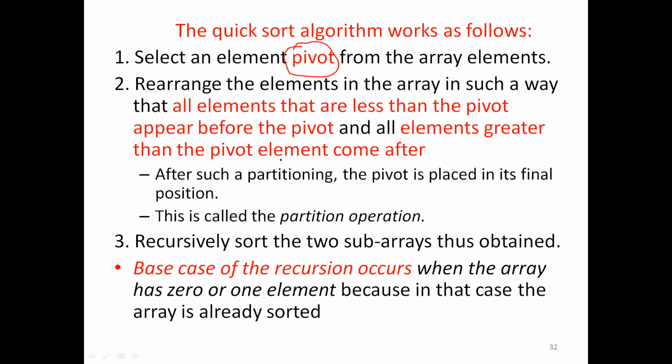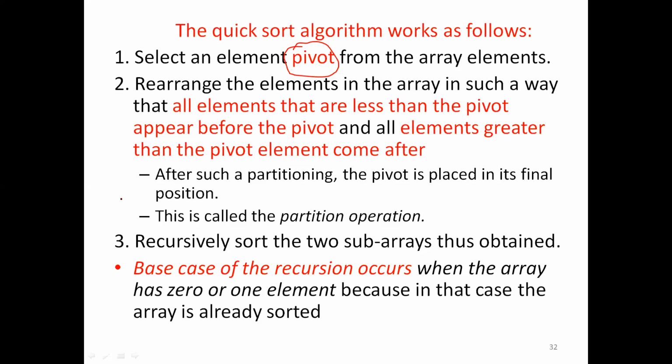It's like in a binary search tree, where the nodes in the left subtree will be lesser than the root. Like that, the elements before the pivot element will be lesser than the pivot element, and the elements to the right of the pivot element will always be greater than the pivot element. That is the logic here.